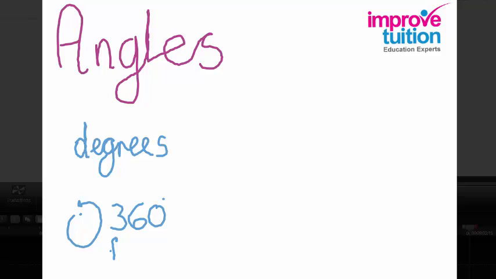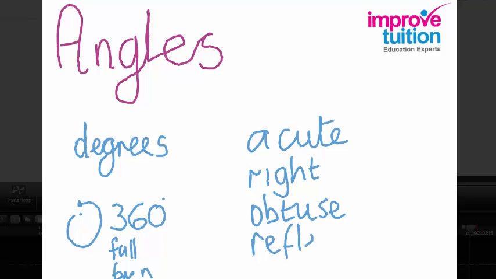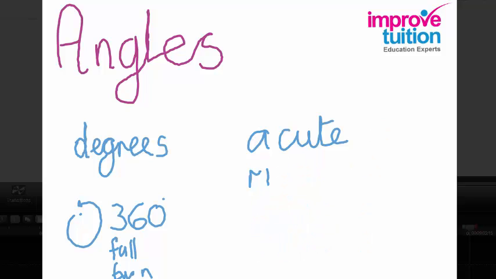So you have to be able to recognize an acute angle. That's an acute angle. You should be able to recognize what a right angle is. You should also be able to recognize what an obtuse angle is, and what a reflex angle is. So you should be able to recognize these four types of angles: an acute angle, a right angle, an obtuse angle, and a reflex angle.